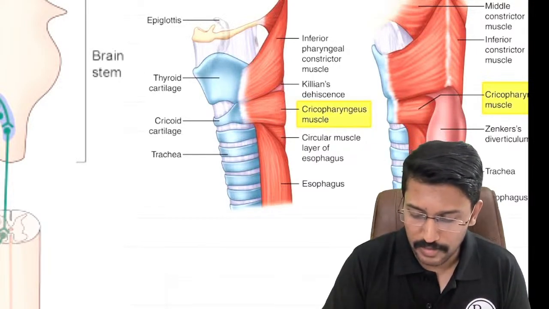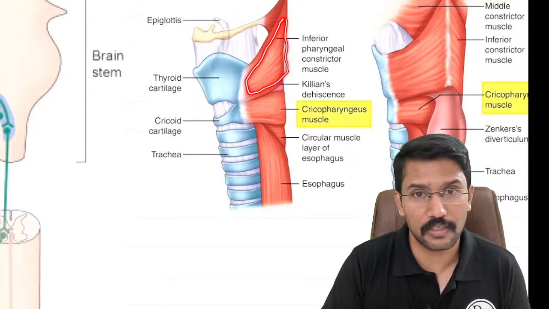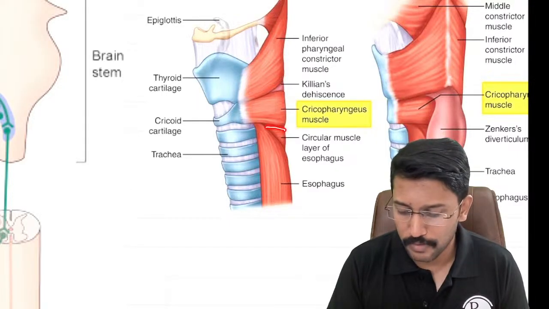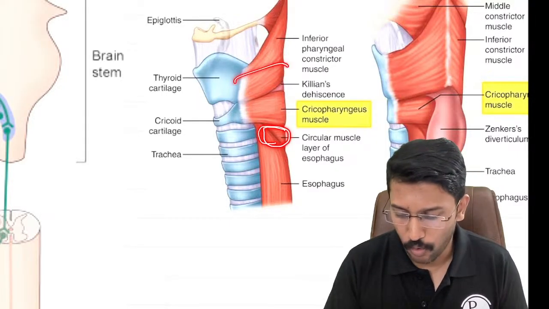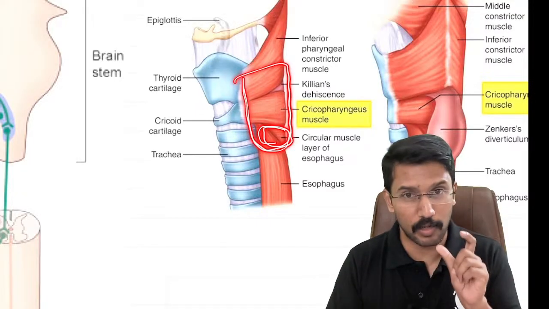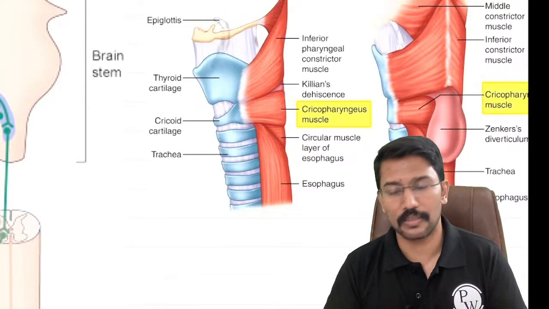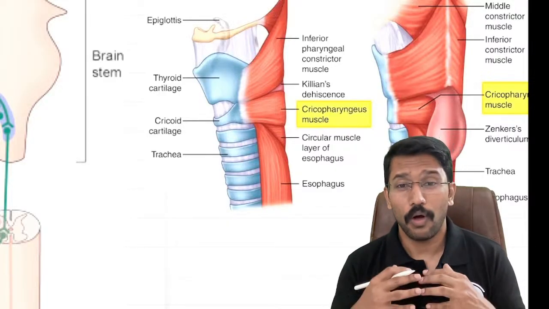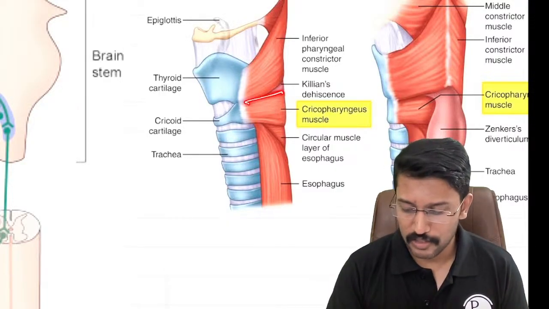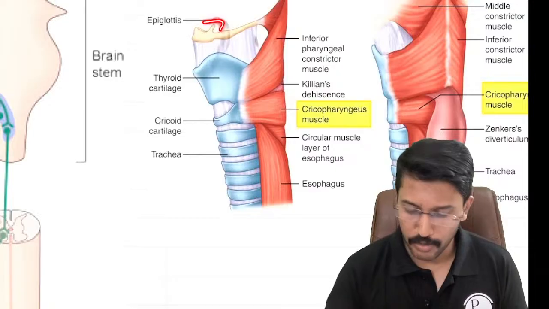To some extent, the inferior pharyngeal constrictor muscle and a little bit of the muscle of the esophagus, all 3 together form the upper esophageal sphincter, but the most important component is the cricopharyngeus muscle. Okay. Now, how do I make sure that this sphincter opens up and the epiglottis closes?